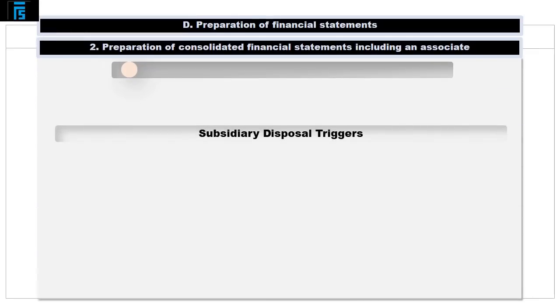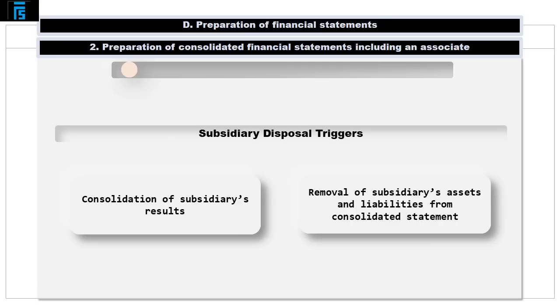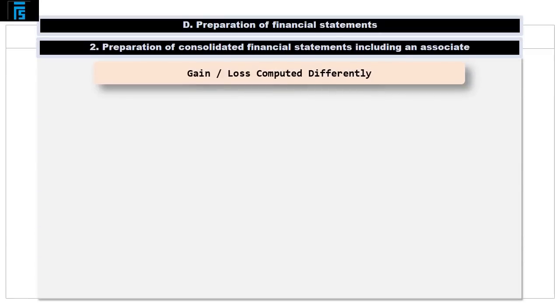From a consolidated perspective, a subsidiary disposal triggers the following two operations: consolidation of the subsidiary's results all the way up to the date of disposal, and subsequent booking of a gain or loss on disposal in the consolidated income statement, and removal of the subsidiary's assets and liabilities from the consolidated statement of financial position, together with any accompanying goodwill and non-controlling interest.